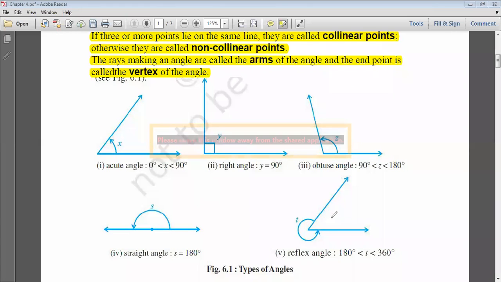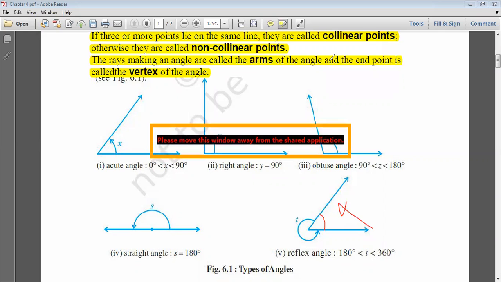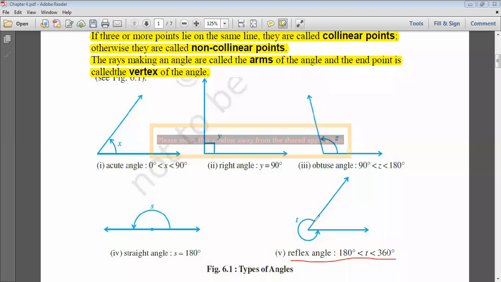See, when you come to reflex angle, some of you may be thinking, sir, we can mark this angle. No, that is wrong. Reflex angle means angles which are greater than 180 degree and less than 360 degree, which means we will start from here and it will look like this. All the angles which lie in this area are called reflex angle.